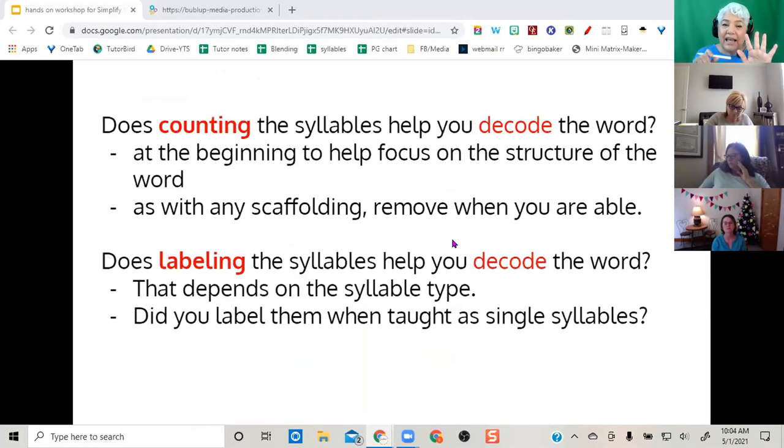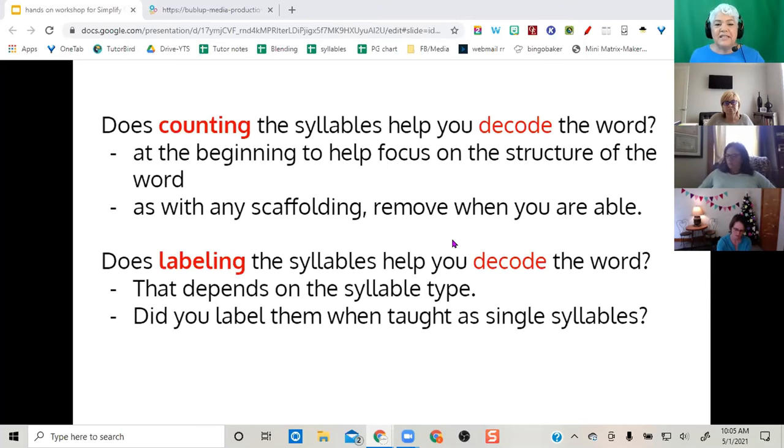So if you're using counting syllables to give focus to the student, then it can be helpful. But as with any scaffolding, we want to remove it as soon as we can. I don't need to know how many syllables are in the word sesquipedalian. I just have to know how to read it, right? But sometimes when you're starting, counting them gives you focus because you're asking, okay, where are the vowels? What are the vowels?